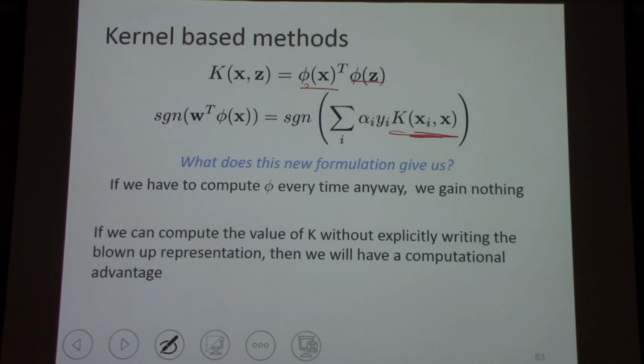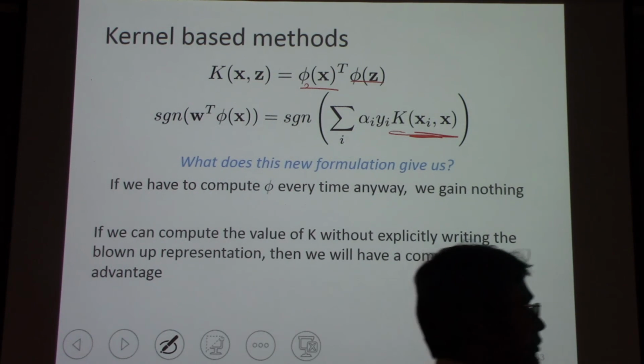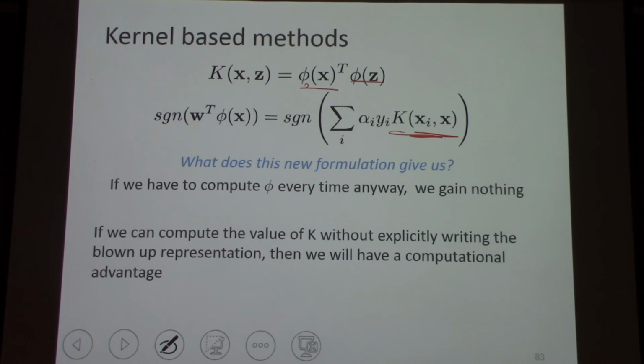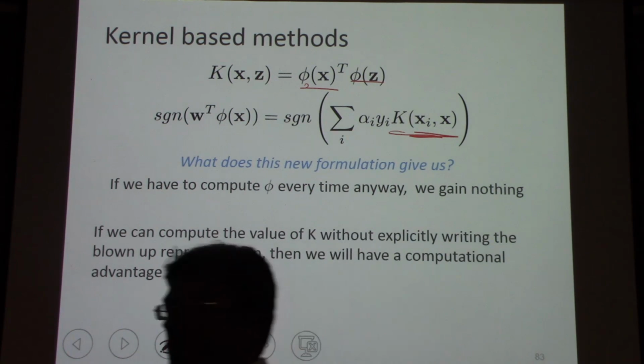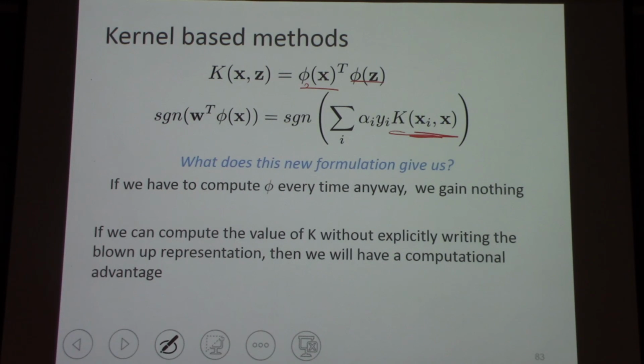But here's the key point, maybe I'll stop with this. Suppose I can compute the value of k without ever explicitly computing the value of phi, for a certain function phi. Suppose I give you a way of computing the value of this dot product in the higher dimensional space without asking you to ever evaluate that function phi. It's a computational trick. Then you save a lot.